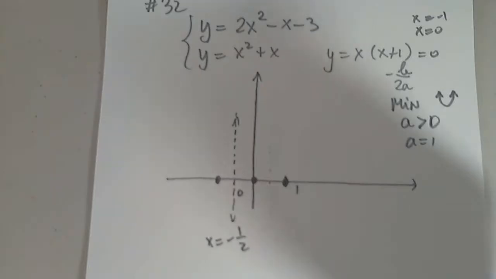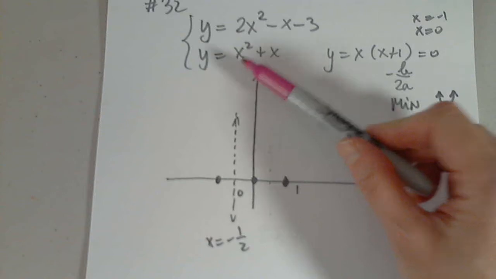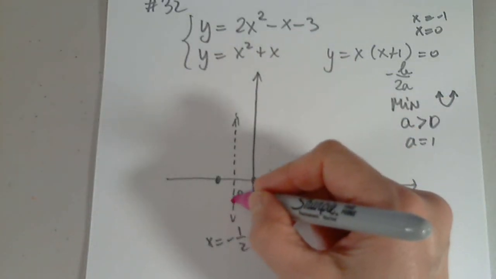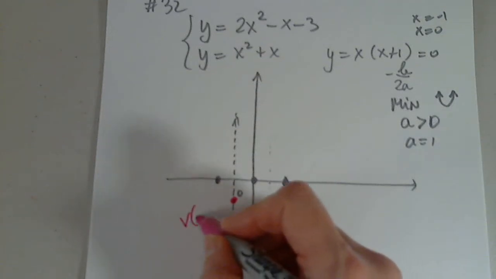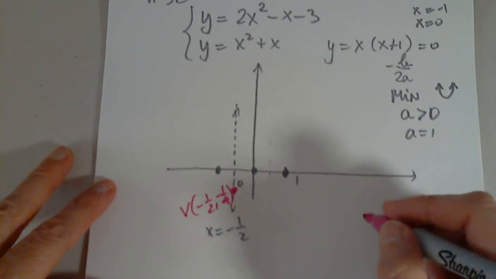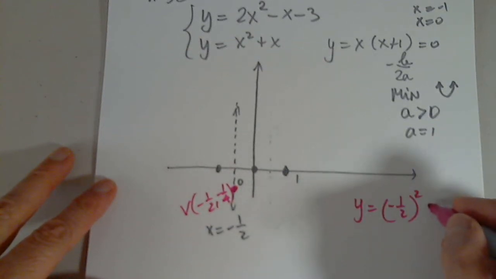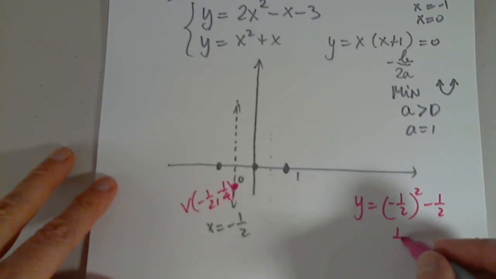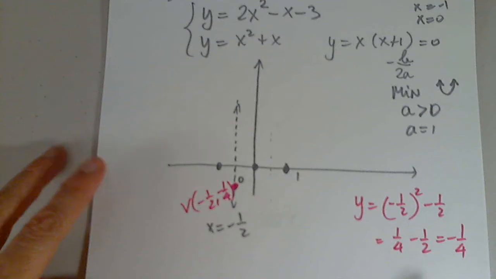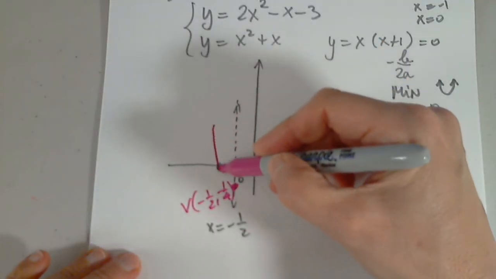Okay, so when I plug in negative 1/2, I have 1/4 minus 1/2, which is negative 1/4. So this is the point. The vertex is negative 1/2, negative 1/4. Let me write it on the side for you. So I have negative 1/2 squared and minus 1/2. So this is 1/4 minus 1/2, which is negative 1/4. Okay, so then I know how this function looks like.